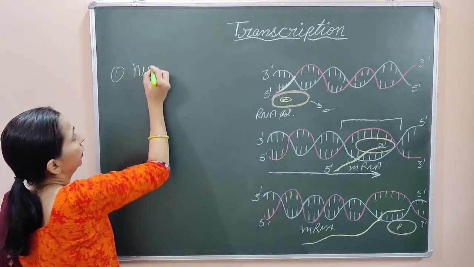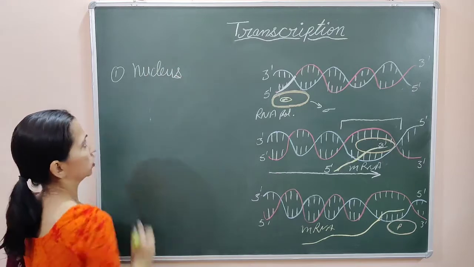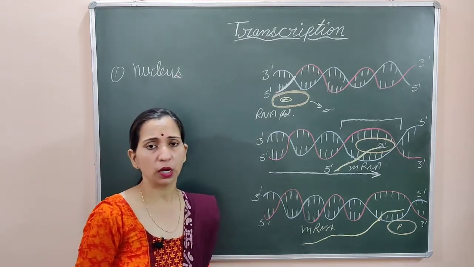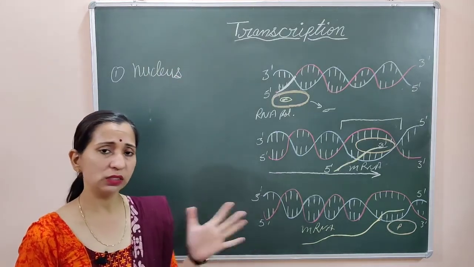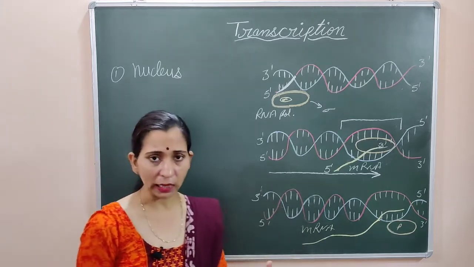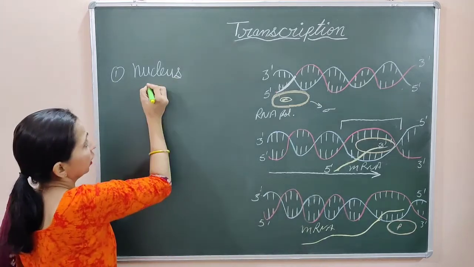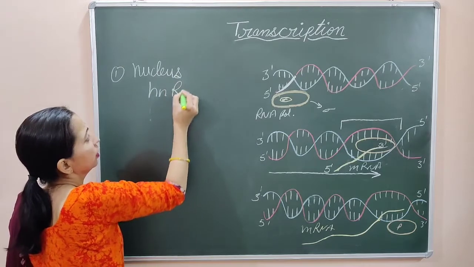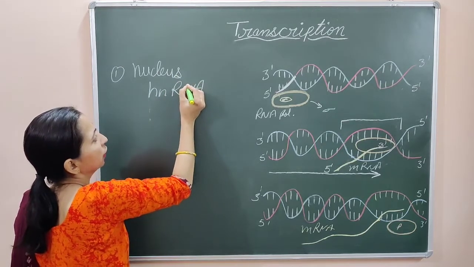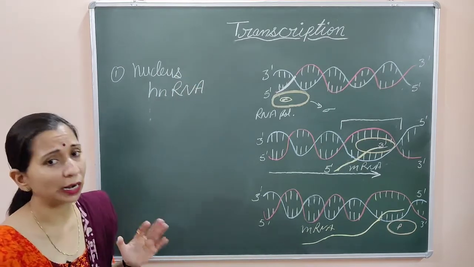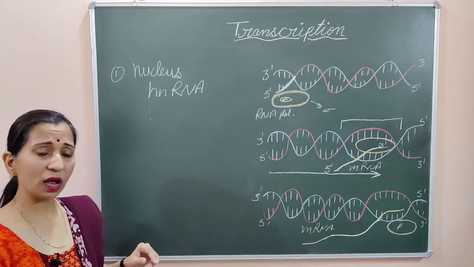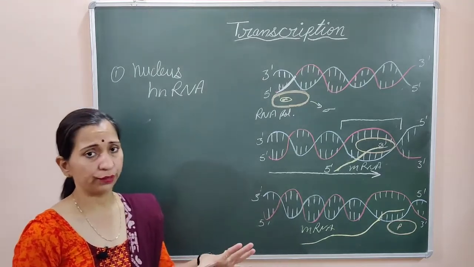Transcription in eukaryotic cells happens in the nucleus. Nucleus में ट्रांसक्रिप्शन हो रहा है and this transcription forms an RNA which is known as HnRNA. तो यहाँ पे जो ट्रांसक्रिप्शन से RNA बनता है उसे हम HnRNA बोलते हैं, heterogeneous nuclear RNA, because this RNA has some coding and non-coding regions.